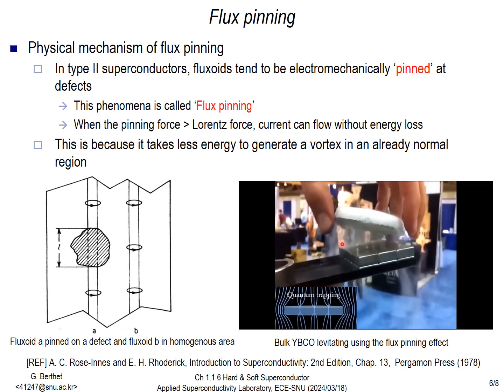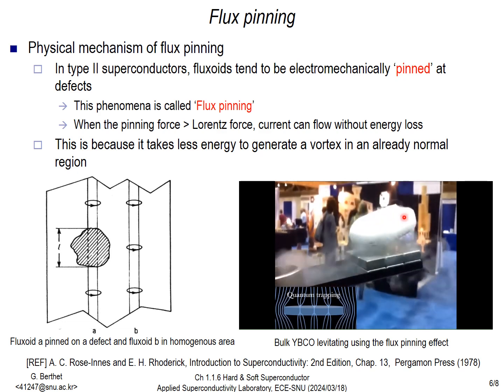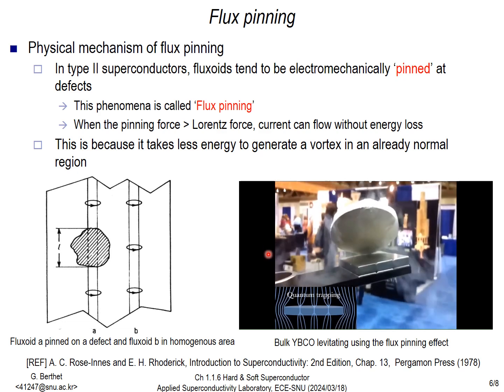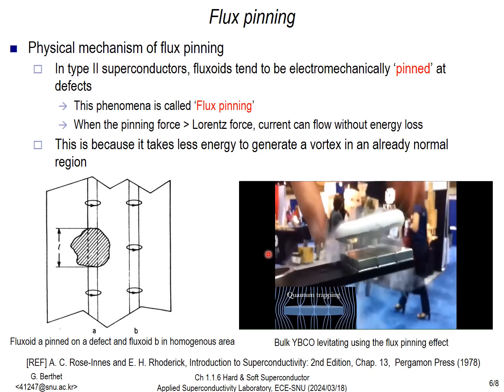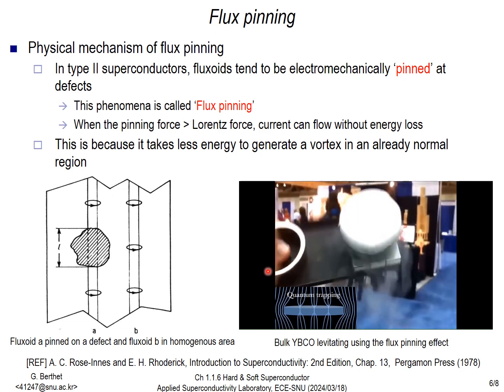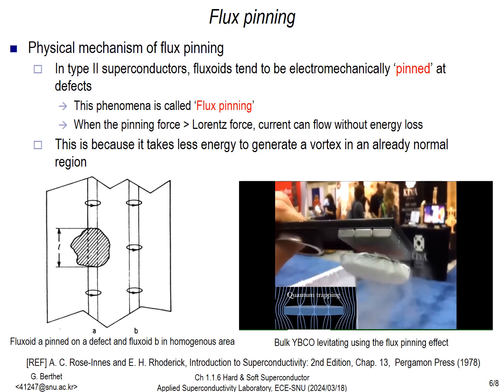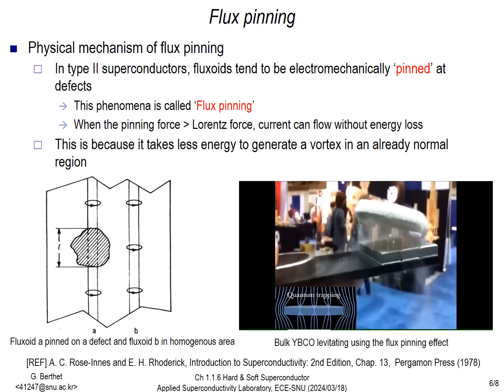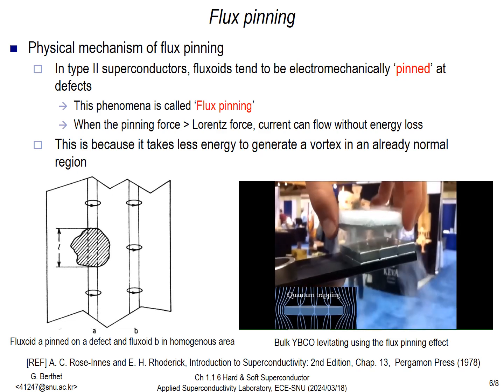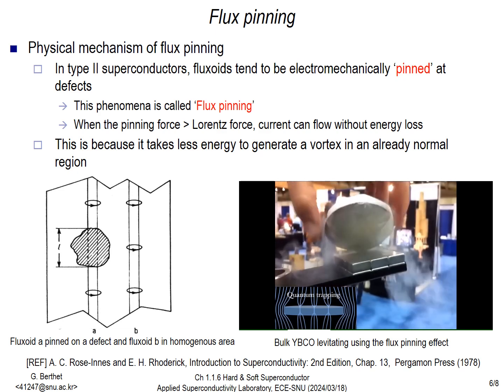On the bottom right, you can see a video of the flux pinning effect having macroscopic consequences. Here, not only is the bulk YBCO levitating, but it is also staying at a fixed place compared to the magnet. To clarify, if the bulk YBCO was in its Meissner phase, the bulk YBCO would fall off the sides.